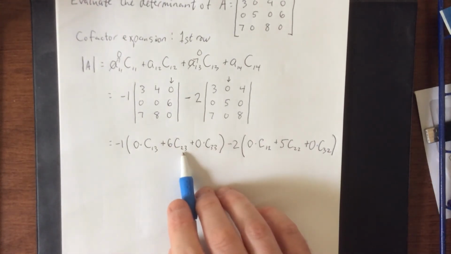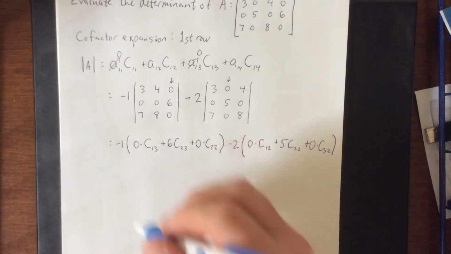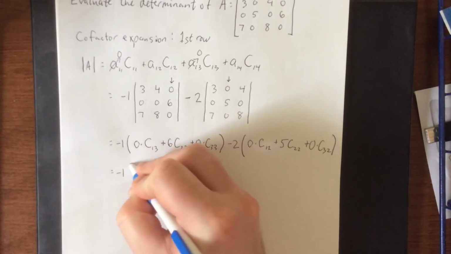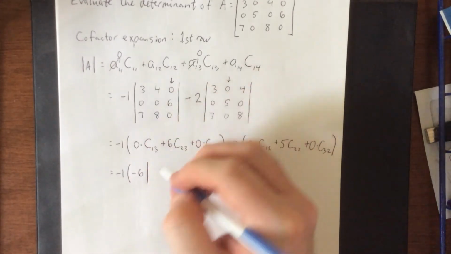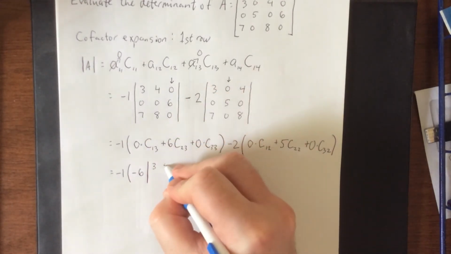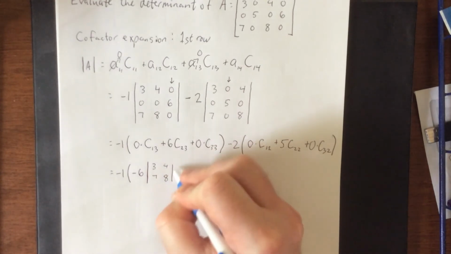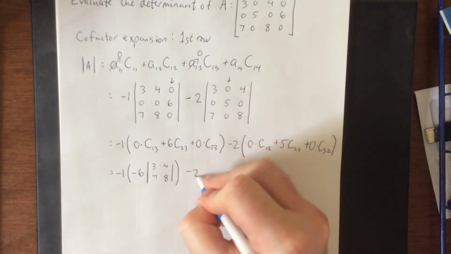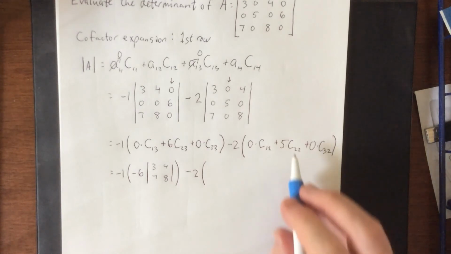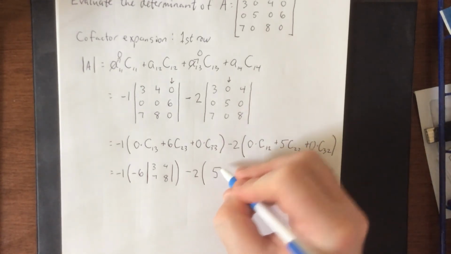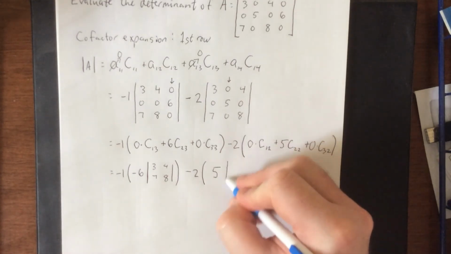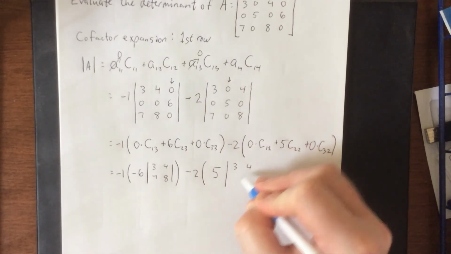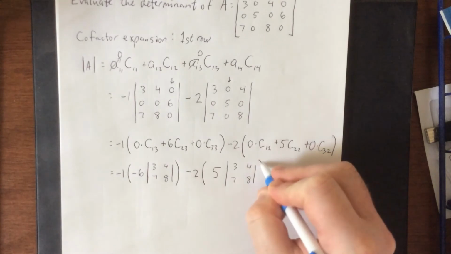The 2, 3, that's an odd position, that would be negative according to the cofactor grid. So this will wind up being -6 times the determinant of the associated minor, which will be 3, 4, 7, 8. Minus 2 times, we have 5. Based on the relative location, that'll be a positive according to the cofactor grid, and the associated minor will be 3, 4, 7, 8, like so.